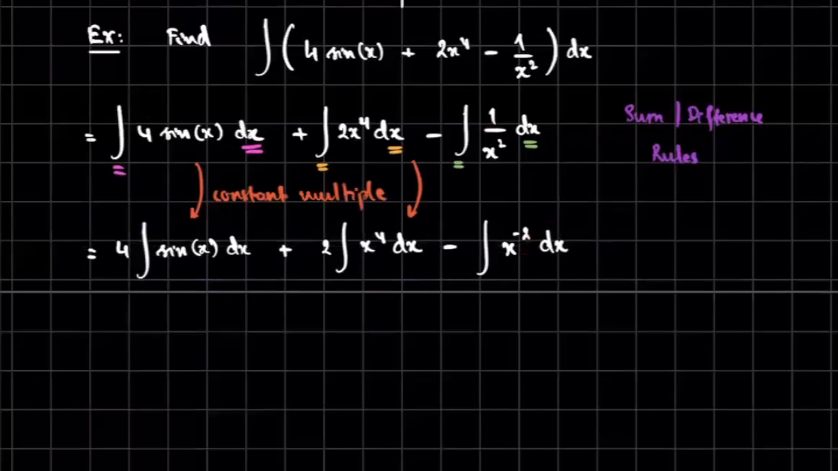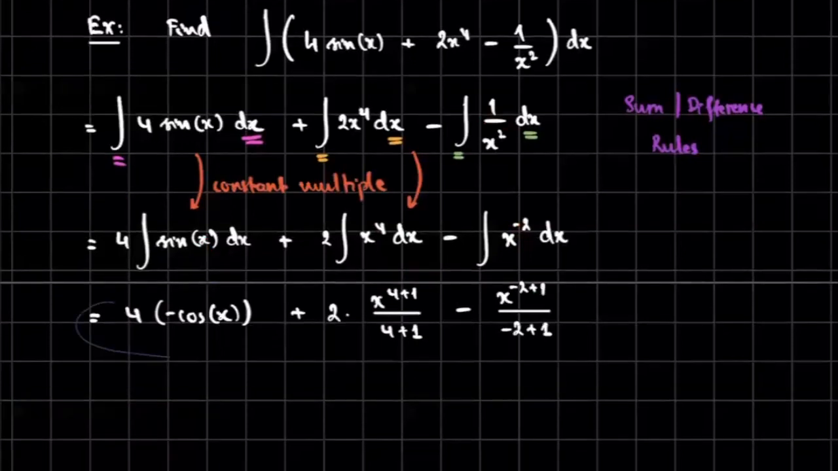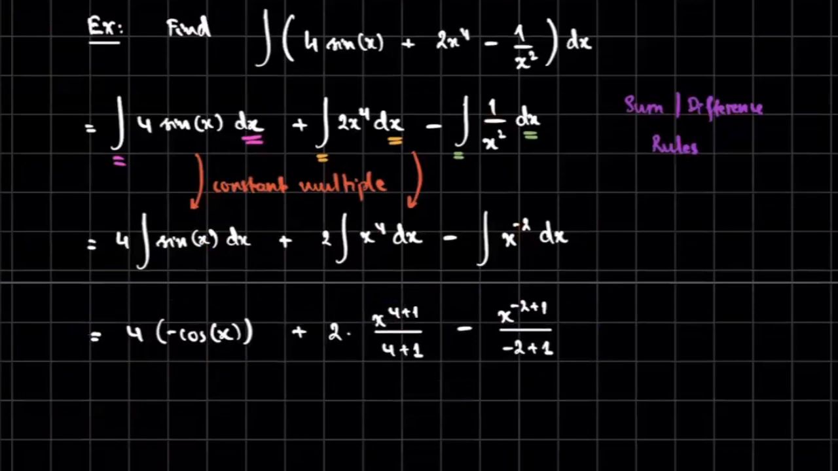Now, if you go back to our basic formulas, we see that the antiderivative of sine of x is negative cosine of x. So you get 4 times negative cosine of x plus 2 times, now x to the 4th is a power function, so you apply the power rule of integration. You get x to the 4 plus 1 divided by 4 plus 1 minus, and x to the negative 2 is a power function, so you use the power rule again. You get x to the negative 2 plus 1 divided by negative 2 plus 1. And at this point, you may wonder, where is the plus c for every term that you just got here?